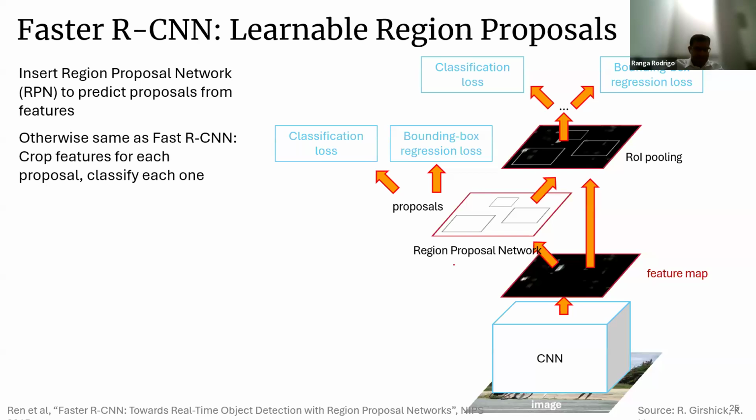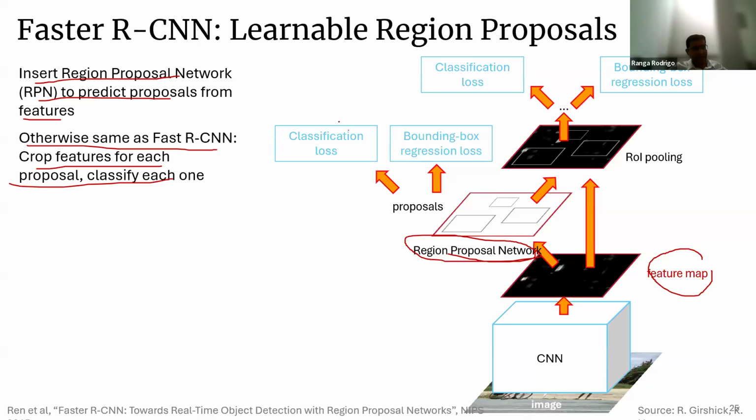they said, okay, on this feature map, we will run a region proposal network also. That is also a deep learning based one. So this conventional region proposal thing, you don't run. So the region proposal network (RPN) predicts the proposals from the features. The proposals also are predicted using these deep learning based features. Otherwise, it's the same as fast RCNN. Crop features for each proposal and classify each one of them.